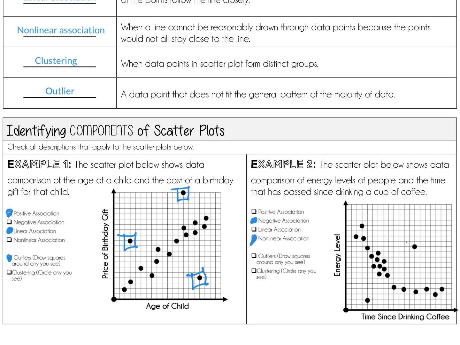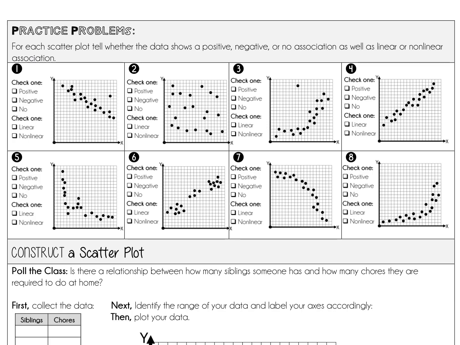Notice how this piece of data and this piece of data do not fit the general trend. They are the outliers. Finally, notice how there's a big clump of data right here in the middle of your graph. This is called clustering. Now, pause the video and use what you've learned to try the practice problems below.